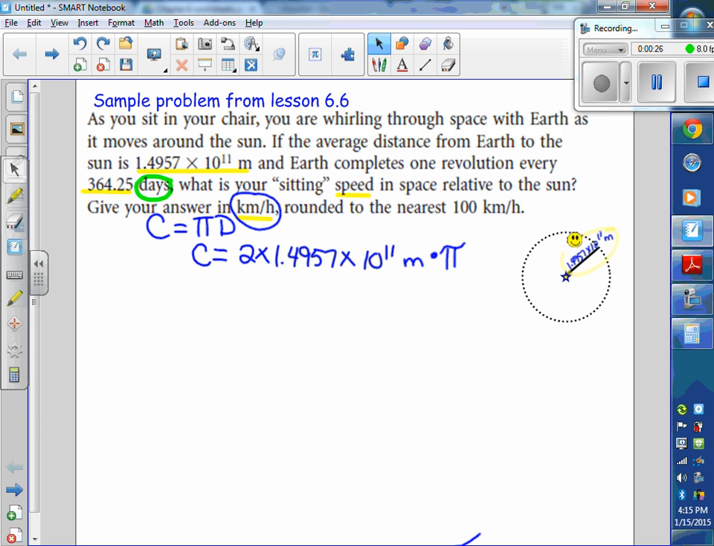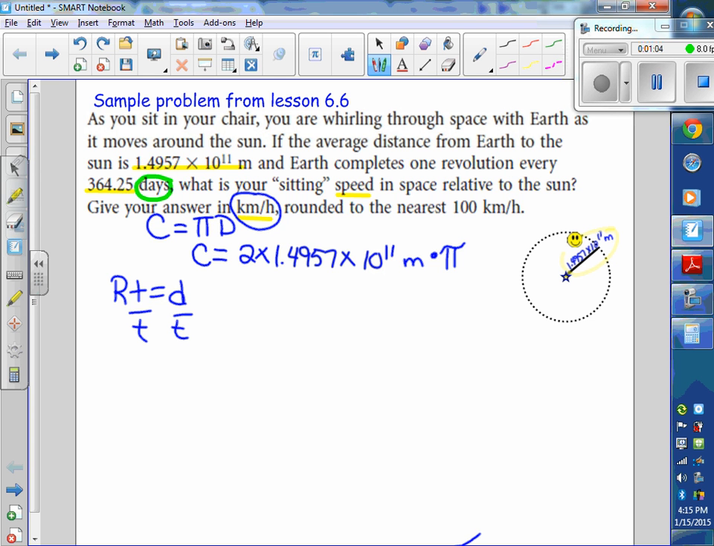And in the problem, we're given the distance from Earth to the sun, and how long it takes Earth to go around the sun, which you know is about 365 days. So speed is just distance divided by time, and rate times time is equal to distance. So if we want the rate, we would have to do distance divided by time.